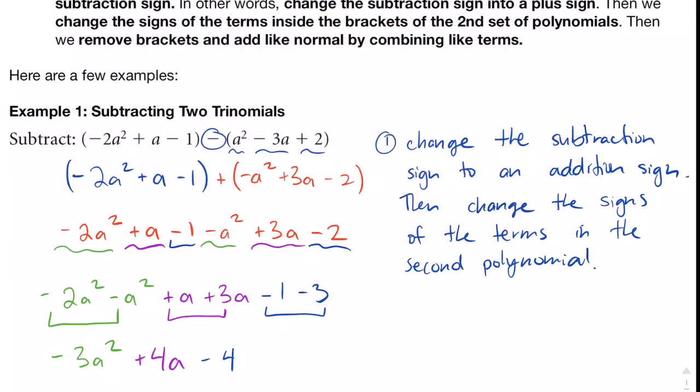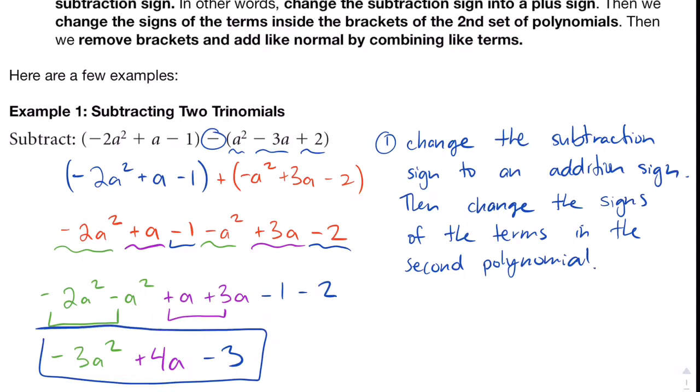Oops, I actually screwed up there. This is actually a minus 2, so that'll change our answer to minus 3. So this is our new polynomial. When we subtract the two polynomials, this is what we get. So those are the steps.